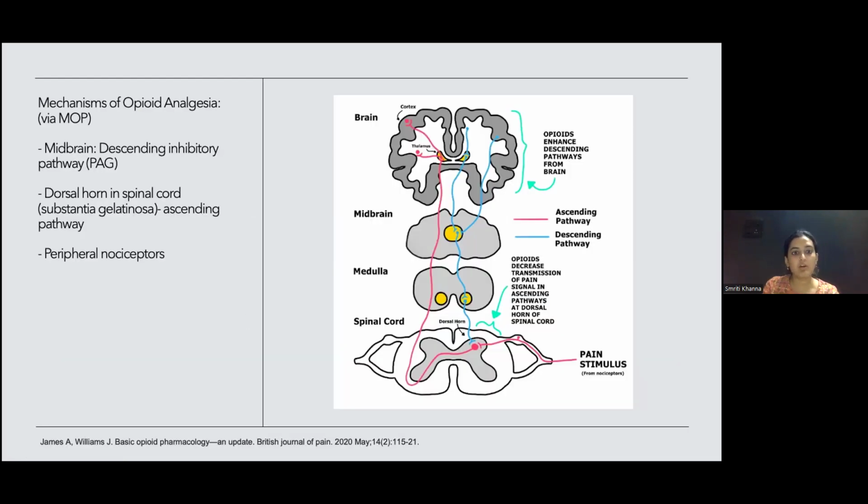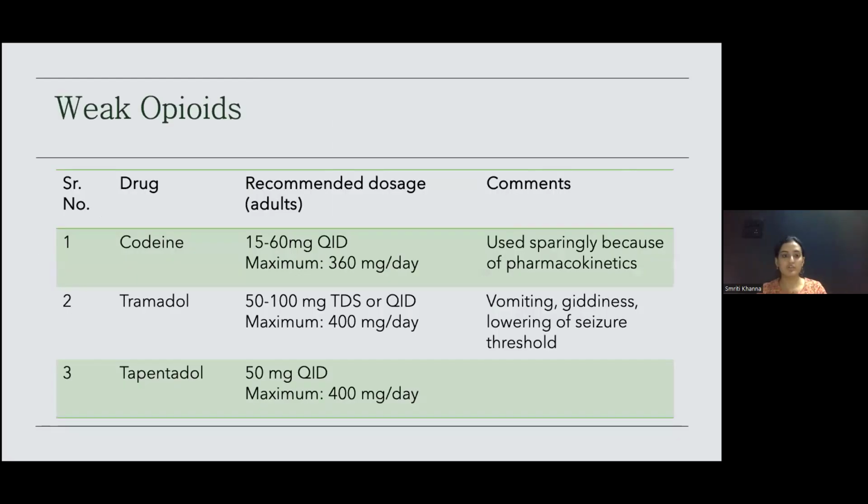So we've covered opioid physiology, and now we move on to the pharmacology. We had already discussed which are the weak and which are the strong opioids. Just to remind you, weak opioids are codeine, tramadol, and tapentadol. This gives some of the recommended dosages that we use for these patients.